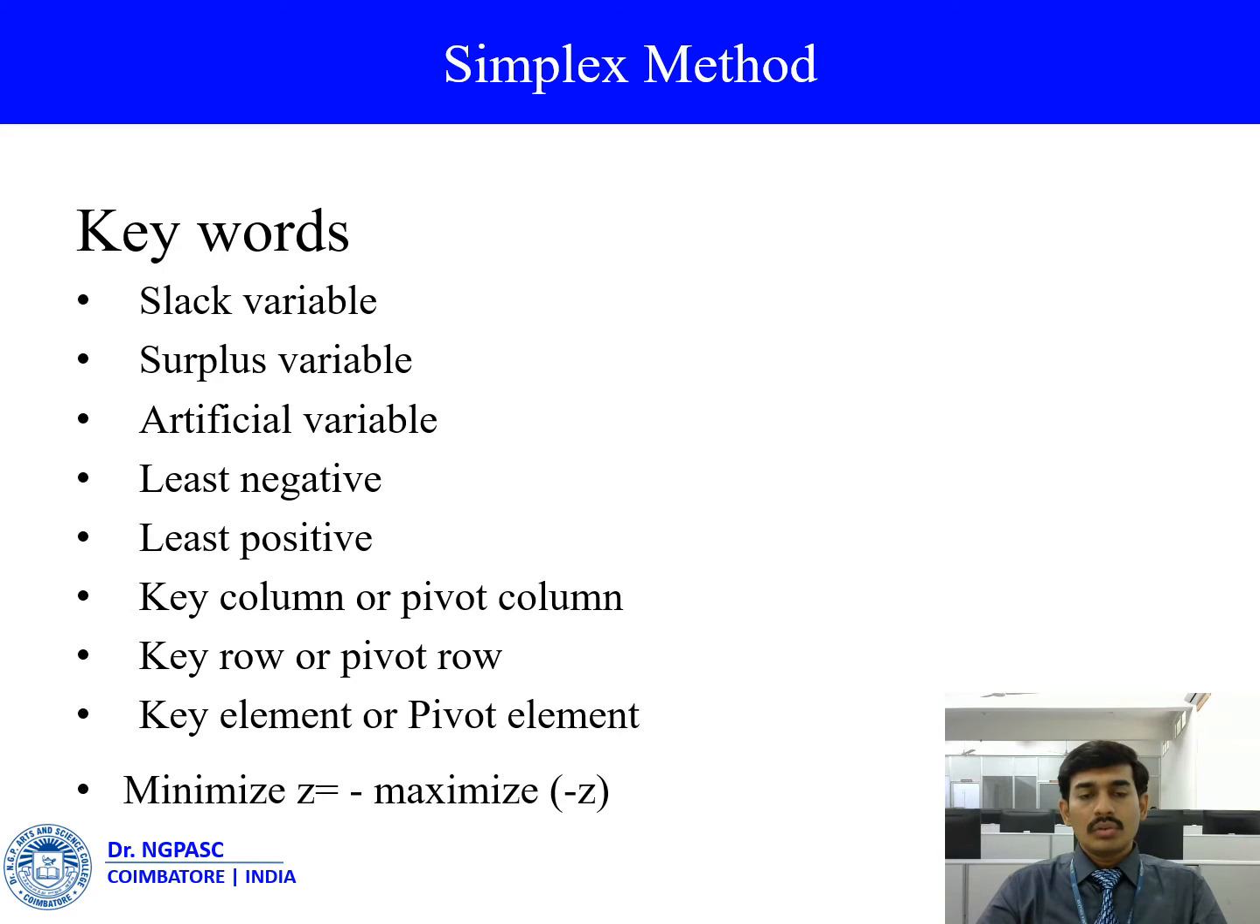Then least negative, least positive, key column or pivot column, key row or pivot row, key element or pivot element. Minimize z is equal to minus maximize minus z.